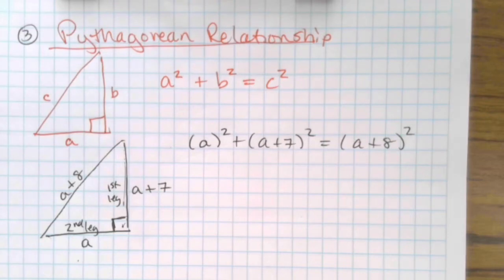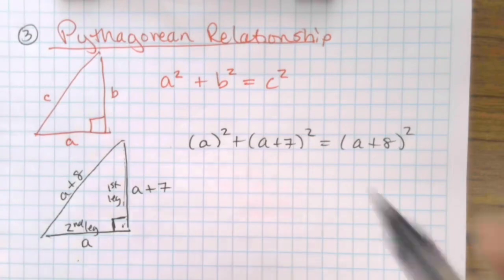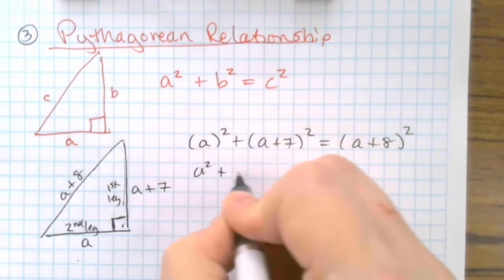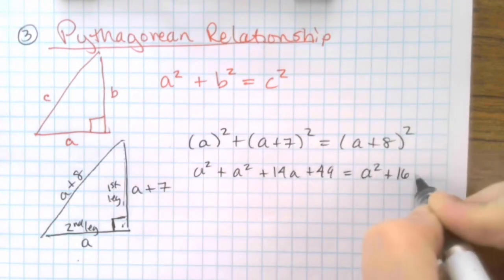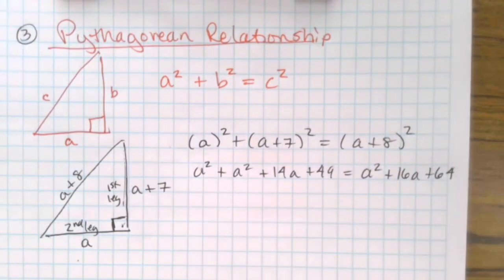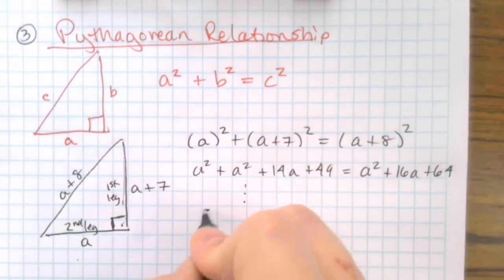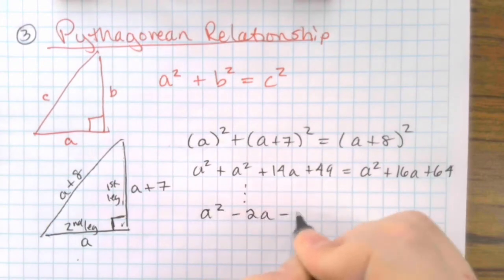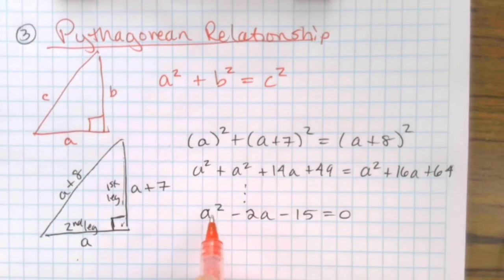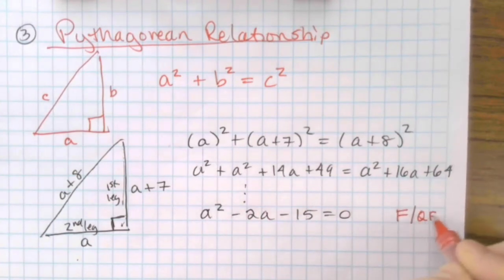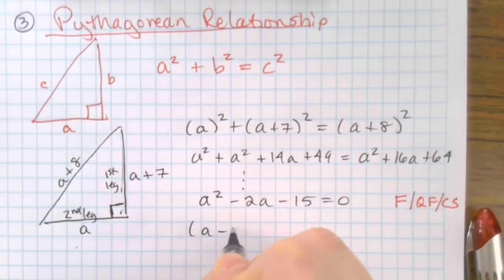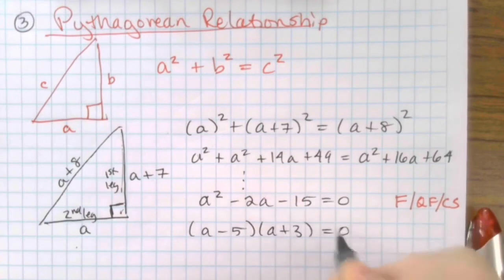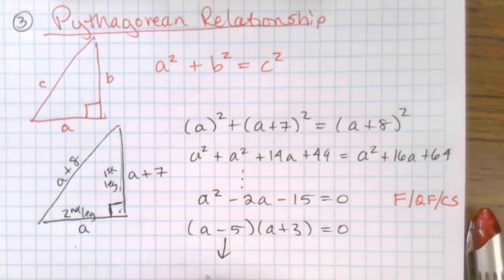And then you do a whole heck of a lot of multiplying out. This is A squared plus 14A plus 49 equals A squared plus 16A plus 64. I'm going to skip a few steps, and you end up with A squared minus 2A minus 15 equals 0. This is a quadratic, so you can factor, use the quadratic formula, or complete the square. You get to pick. As it is, it factors into (A minus 5) times (A plus 3). And you solve, and you get A equals 5 and A equals negative 3.